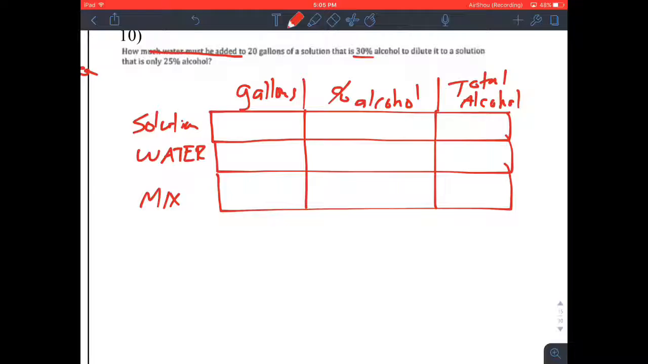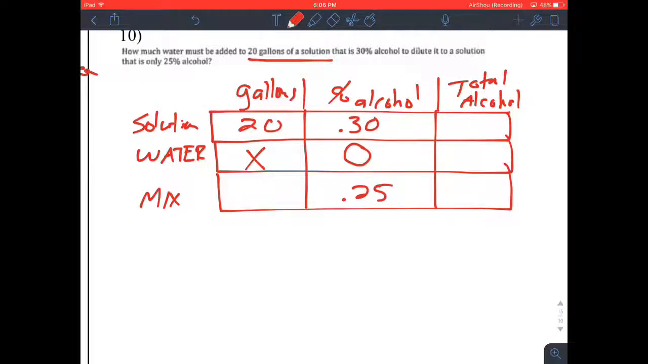So let's fill in what we know. It says how much water will be added, so we don't know how many gallons of water. It's an unknown. We do know, which is an oxymoron, 20 gallons of a solution that is 30% alcohol. When you put percents into equations, use the decimal equivalent. To dilute it to a solution that's only 25% alcohol, so our mixture, we want it to be 0.25. Now we're not told this, but what percent of water is alcohol? If you've studied basic rocket science, you would know that the percent of alcohol in water is 0%.